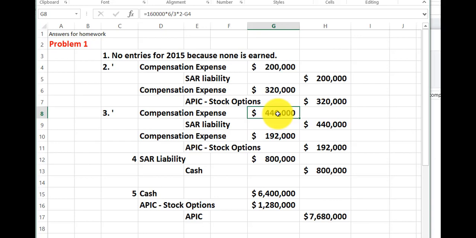Okay, so then we figure out that amount, and we subtract from that what we've already recorded, the 200,000 from the year before. So compensation expense that should have been earned so far is $640. Subtract the 200 from last year, we get $440, and that's a debit to the expense and credit to the liability like it was in year 1.